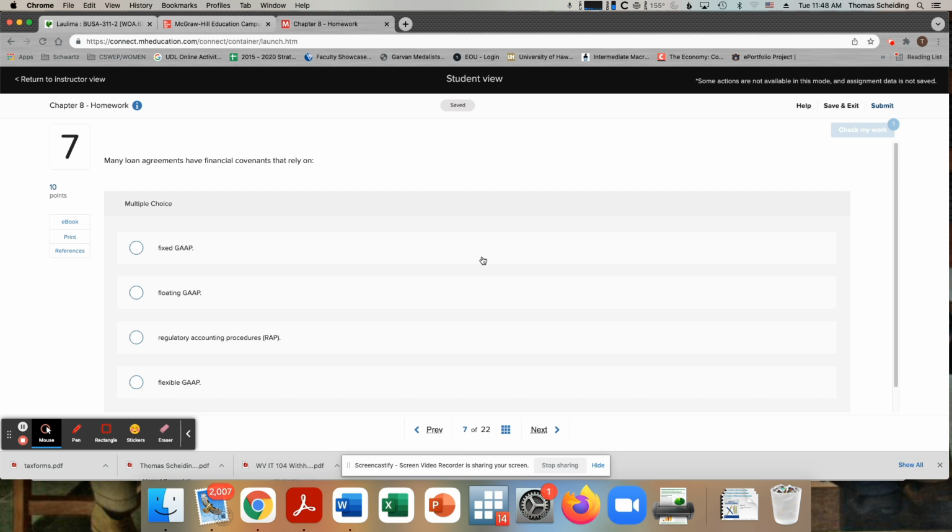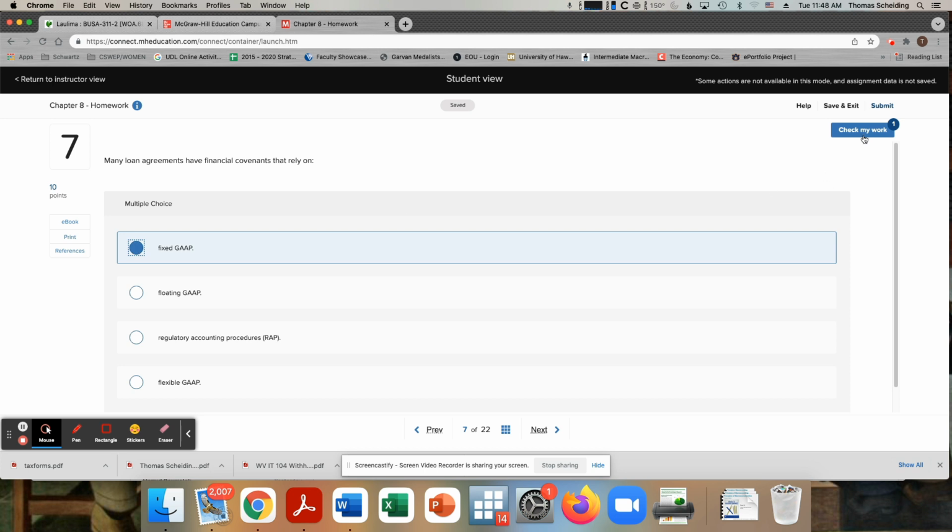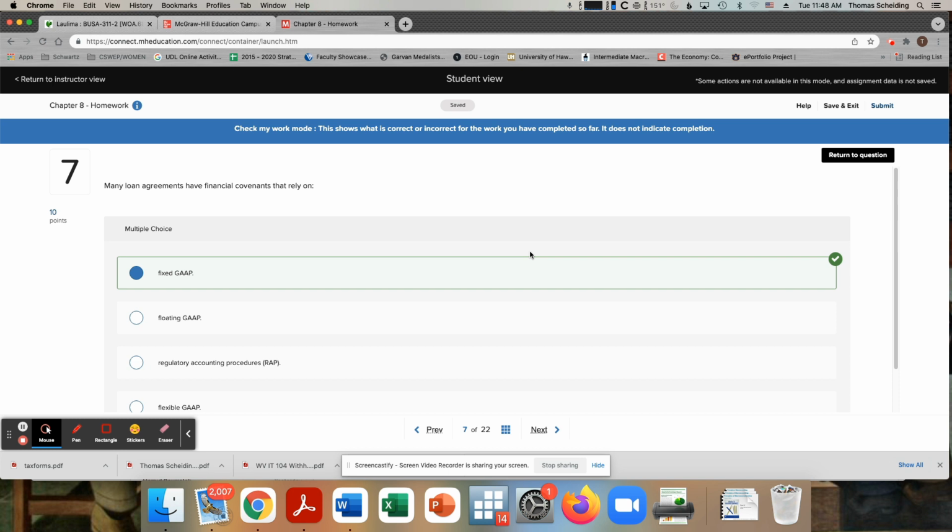Many loan agreements have financial covenants that rely on basically what kind of accounting principles? That would just be GAAP, fixed GAAP. That's just definitional. And hopefully this one's a pretty easy one, because obviously they want fixed GAAP because they don't want any ambiguity.